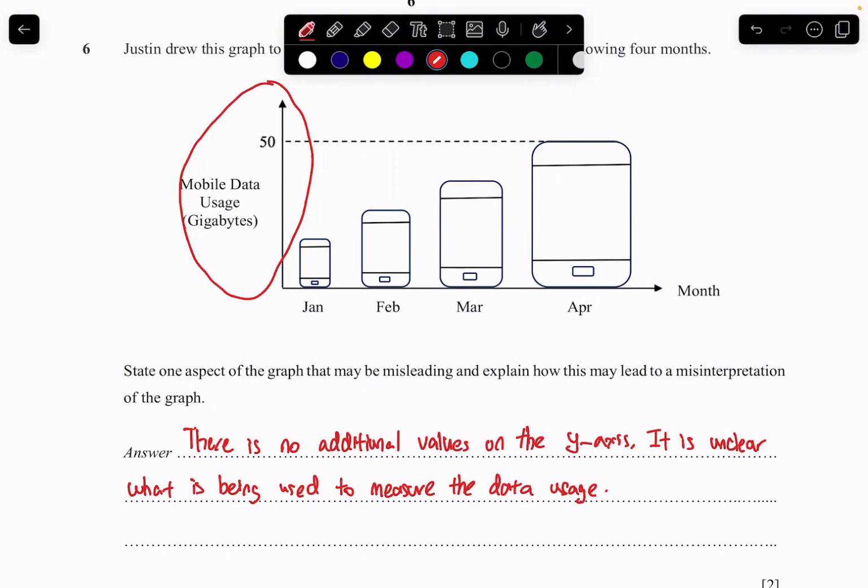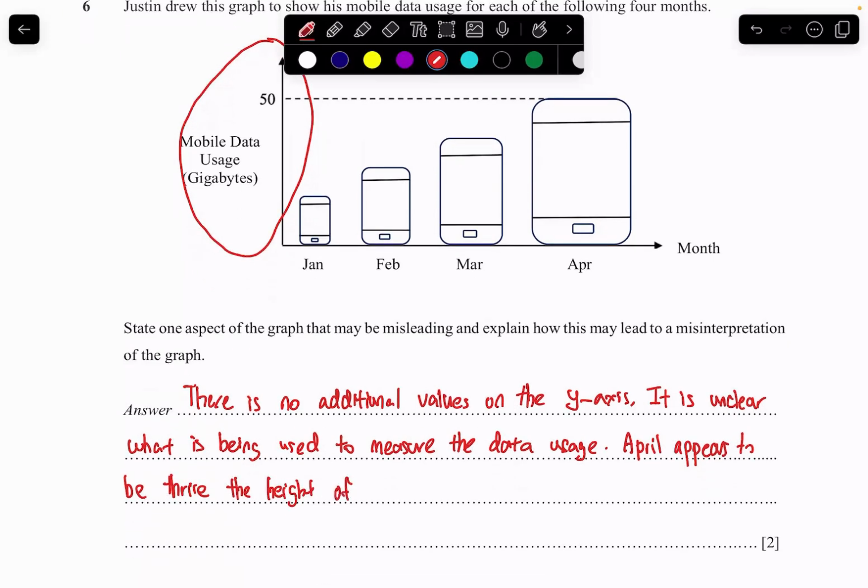So I'll say something like: April appears to be twice the height of January in a visual comparison, but 9 times the area. And so this leads to a misinterpretation, because we don't know what we are comparing here.